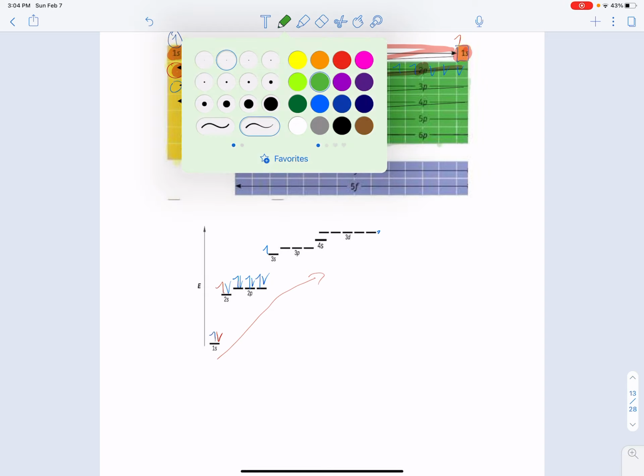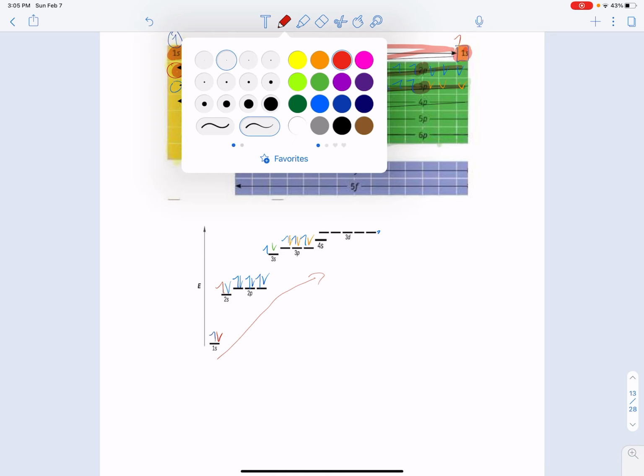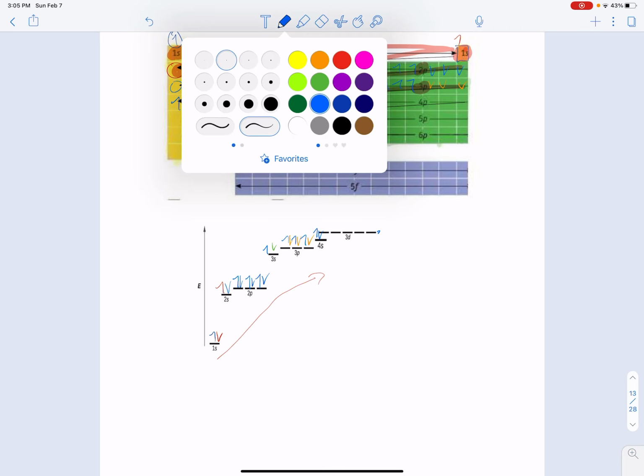There's another electron that gets put in. And then we're going to go across, and now we're at the 3 p's. So again, same idea. They fill singly, and then they start pairing. Then we keep going. So we've got our 4s, and then we have our 3d.